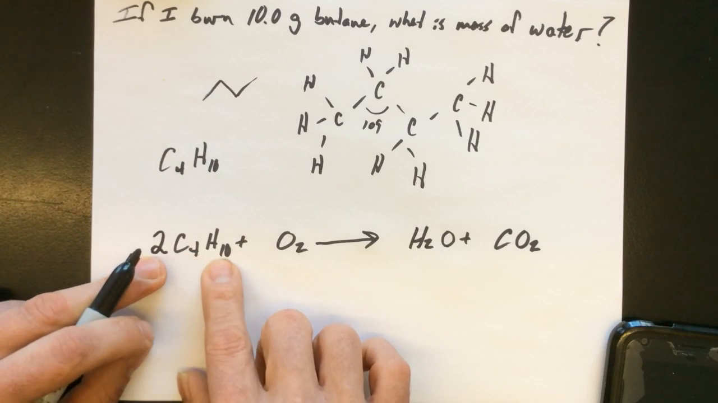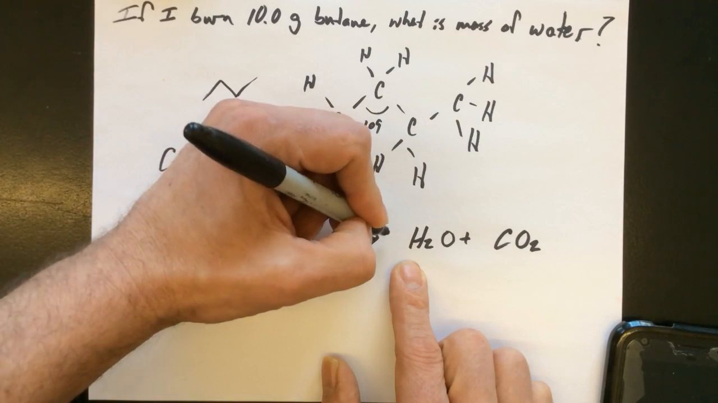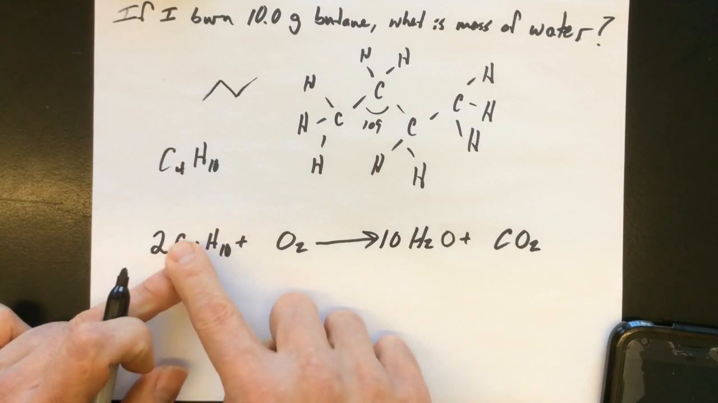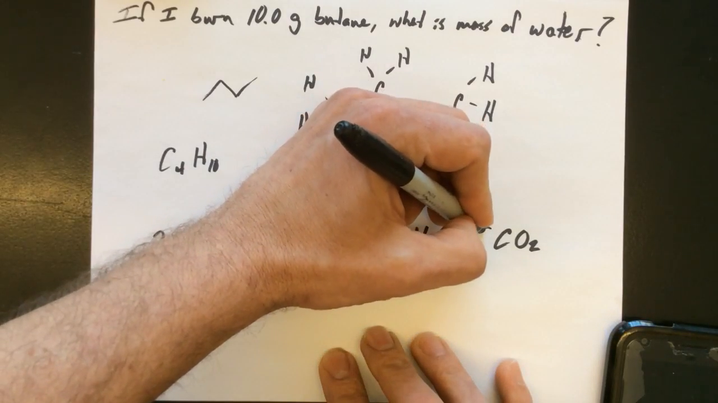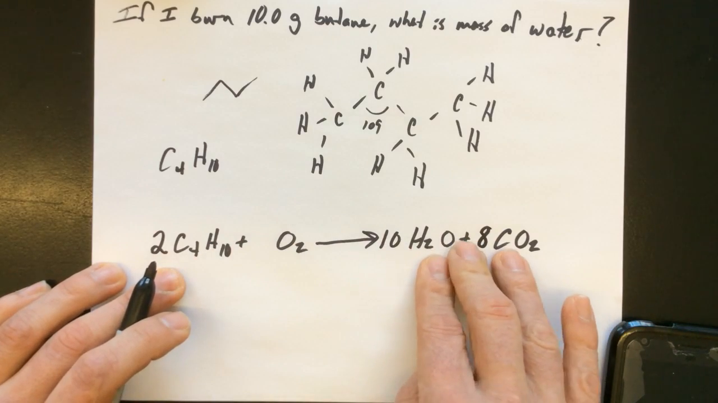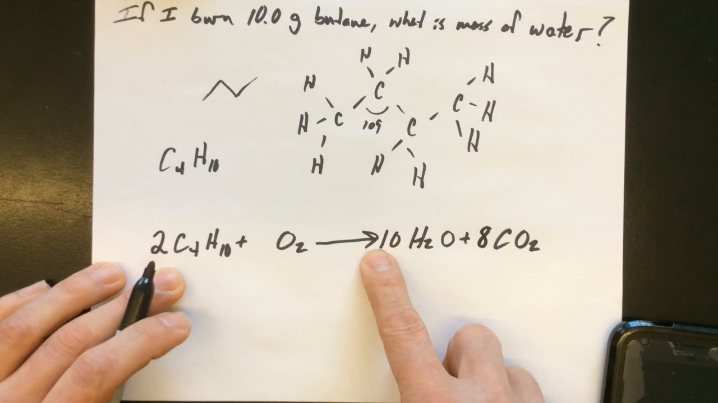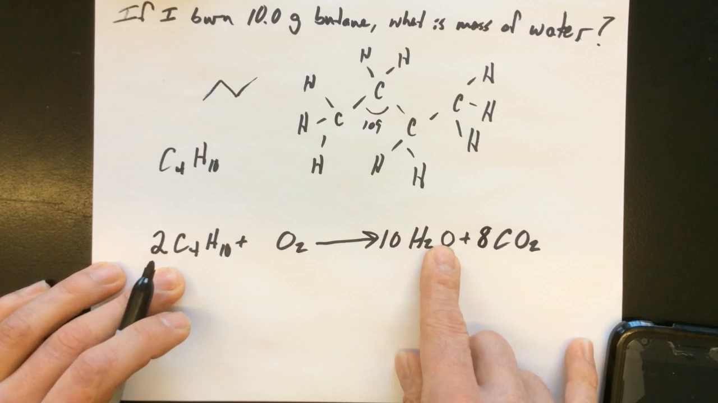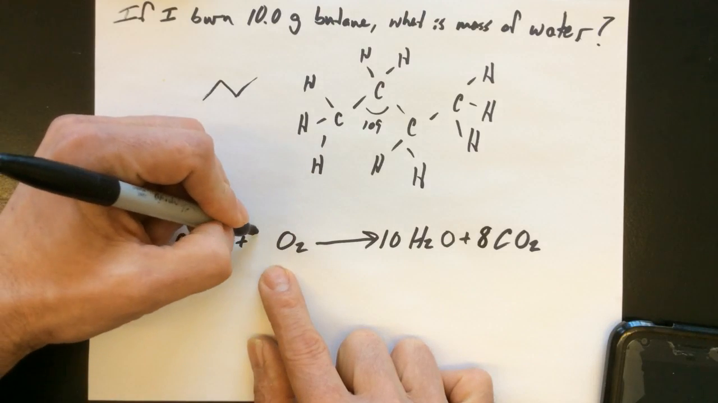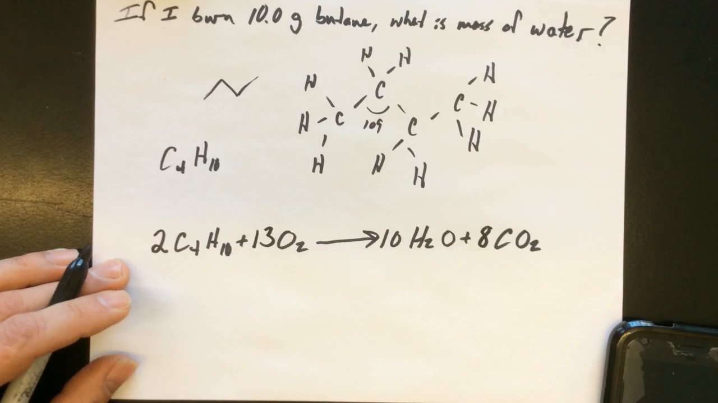And then I have a total of 20 hydrogen atoms in 2 butanes, and that means that I will need 10 water molecules. There's 4 carbons in each butane. I have 2. I'm going to need 8 carbon dioxide molecules. And now the carbons and the hydrogens are balanced. I just need to finish with the oxygens. There's 16 oxygens there. And here is 10 more. And so that's 26. And so oxygen only comes in pairs. And so I need 13. And there's a balanced chemical reaction.